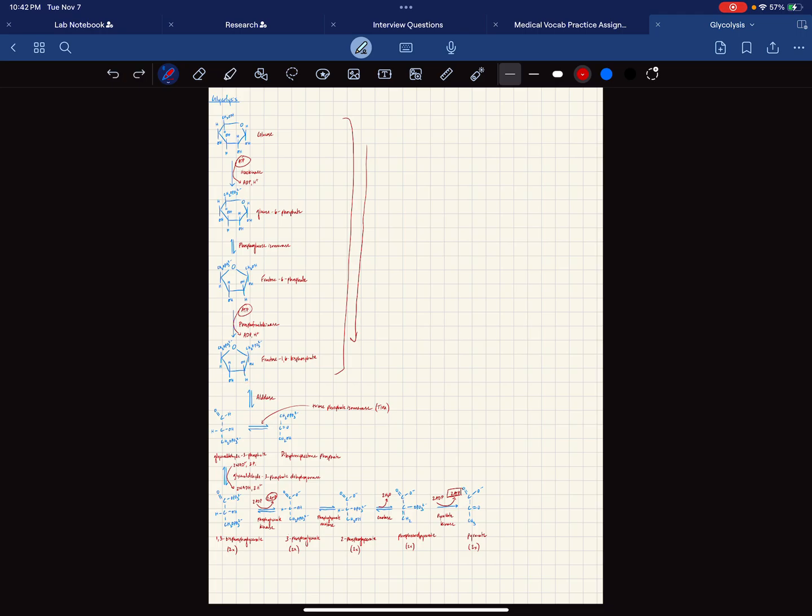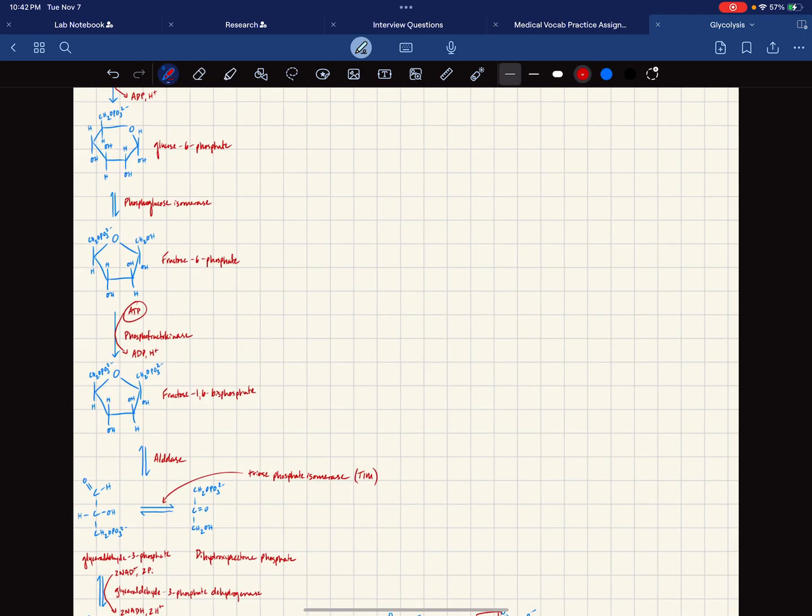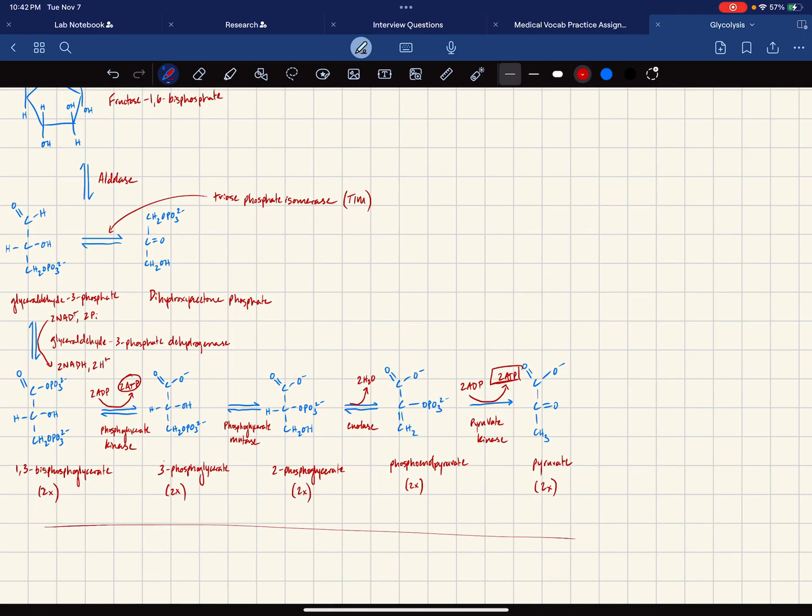Once we split it in half, then we've got these 2 different looking 3-carbon compounds that we can get to look like the same thing by doing the subsequent reactions here. And so that's how I like to think about glycolysis.